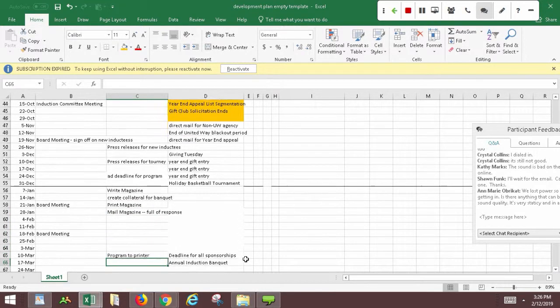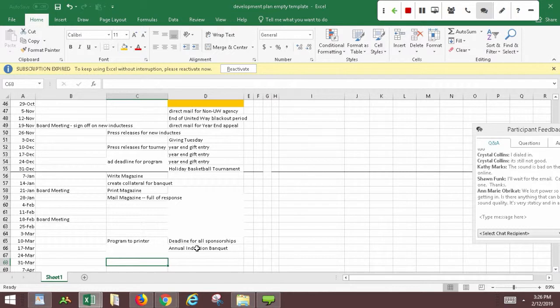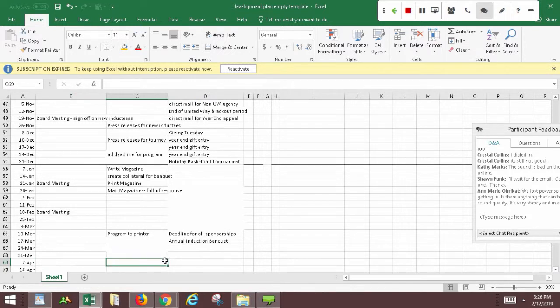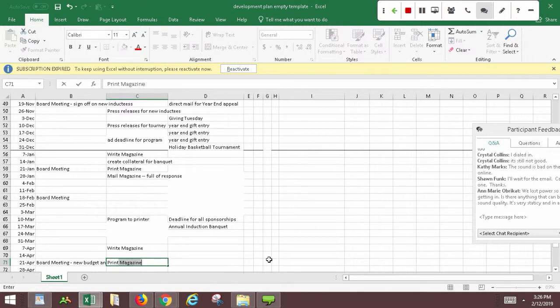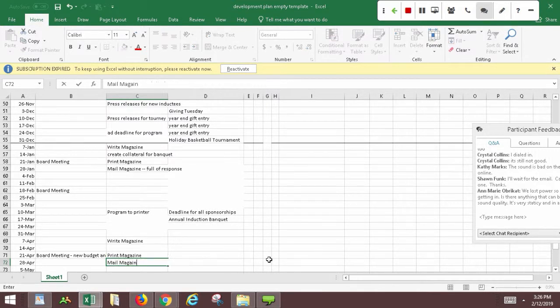Ta-da! So then we have the banquet itself in late May. So early April, we have kind of the same thing. We can write a magazine, a large part of which consists of just publishing the scripts of the inductees' awards speeches. And once again, mail a magazine with an invitation to the golf tournament.